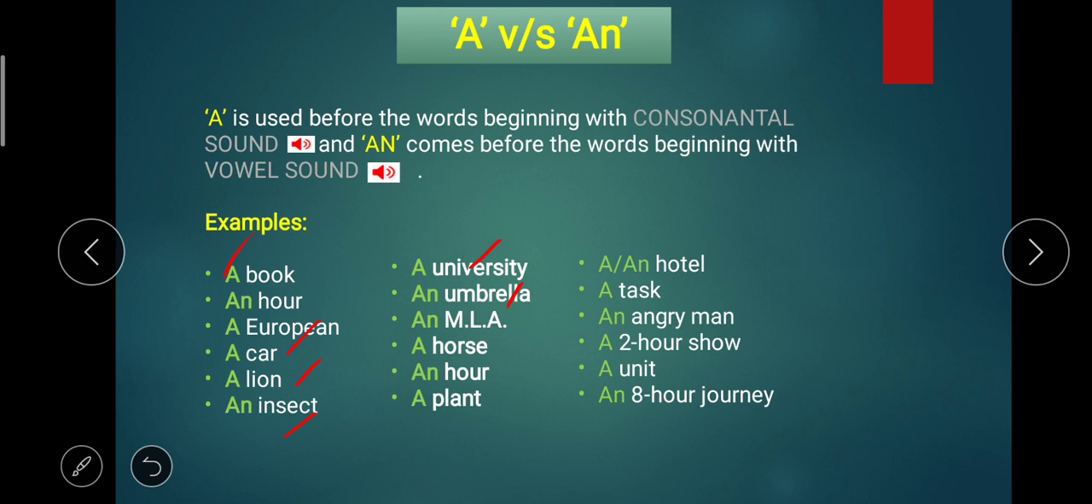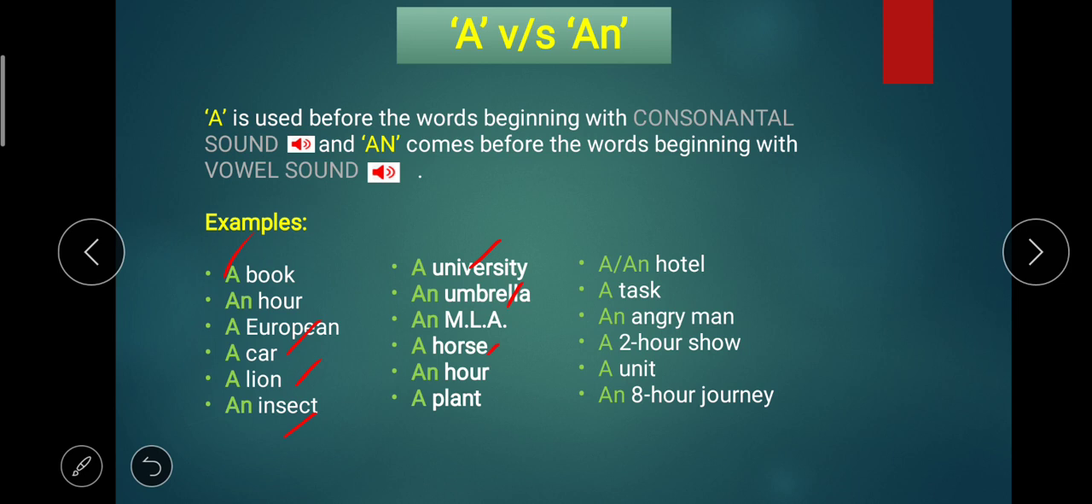Even in the short forms, MLA. So M is a consonant, but when we pronounce the letter M, the first sound is eh. Eh is a vowel sound, that's why an MLA. And in such types of cases, students commit mistakes many times, so be careful.